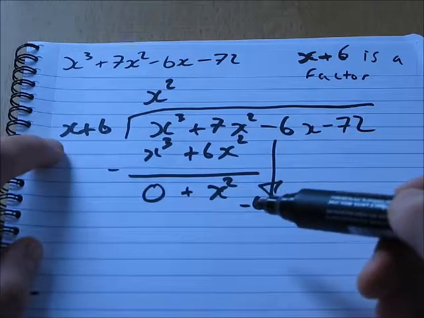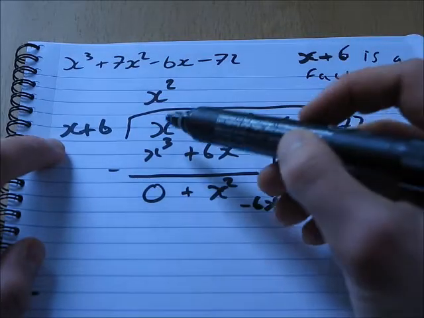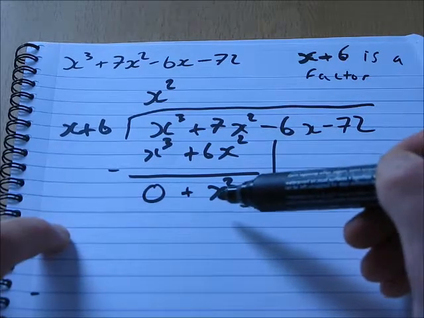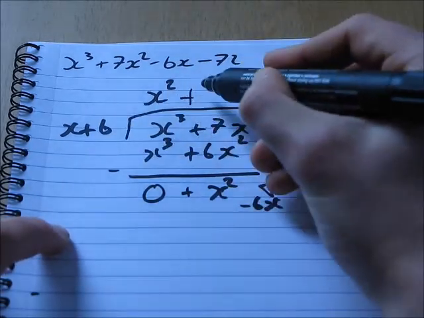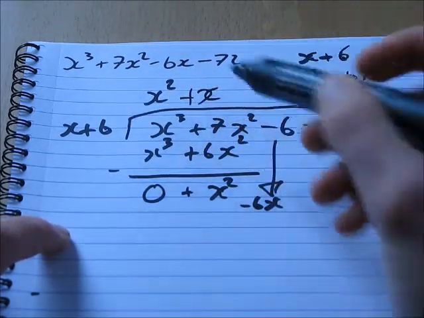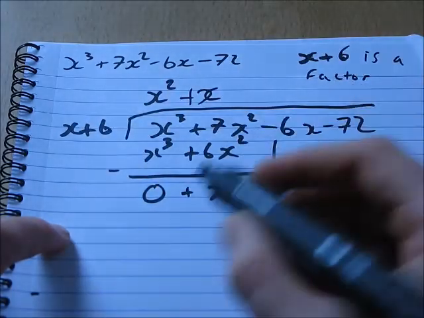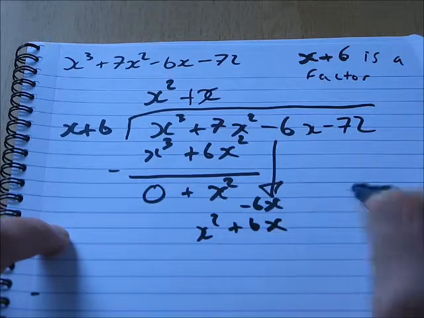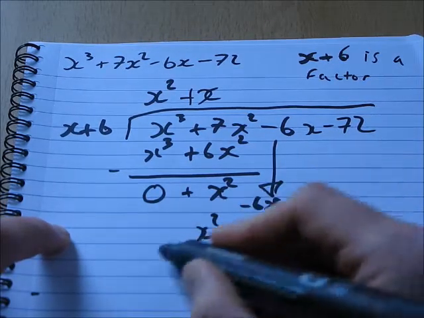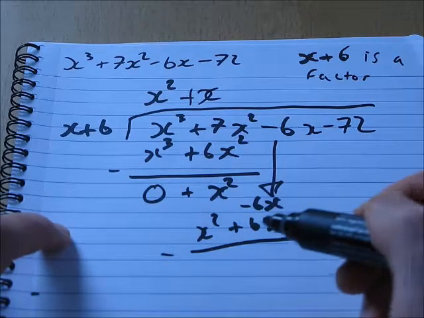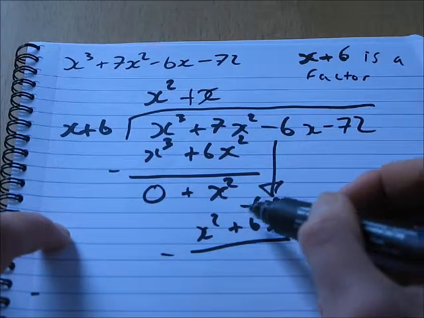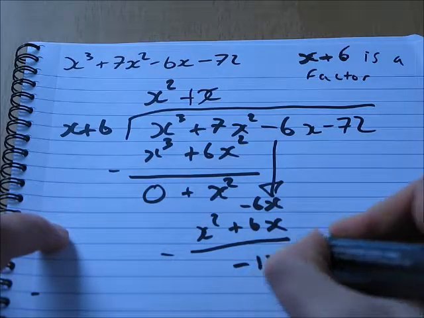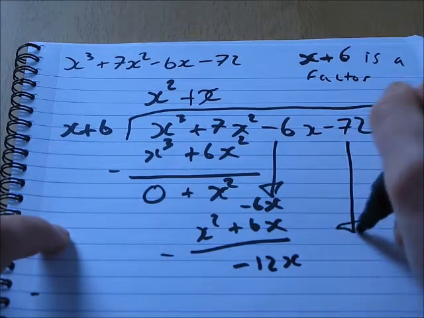x squared divided by x, like as you did before with the x cubed divided by x. We're going to say the new term, x squared divided by x, is plus x, and then as before, x times x plus 6. So underneath that you're going to have x squared plus 6x. Okay, and then we're going to subtract them again. So these two cancel out, x squared minus x squared, and minus 6x minus 6x is actually minus 12x, and we're going to bring the minus 72 down.